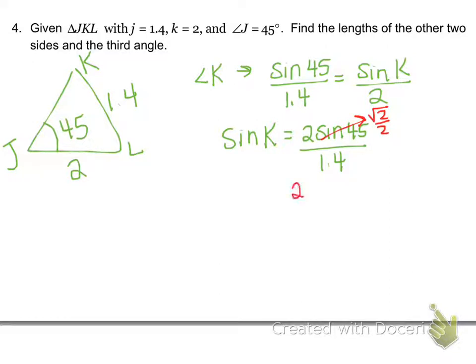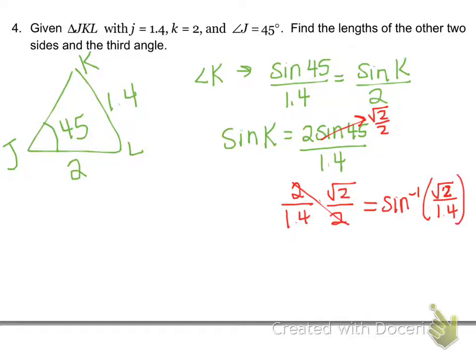So, if we write 2 over 1.4 times root 2 over 2, the 2's cancel. So we're going to do the sine inverse of root 2 over 1.4. Now, before I even do this, root 2 over 1.4 is about 1.0102.